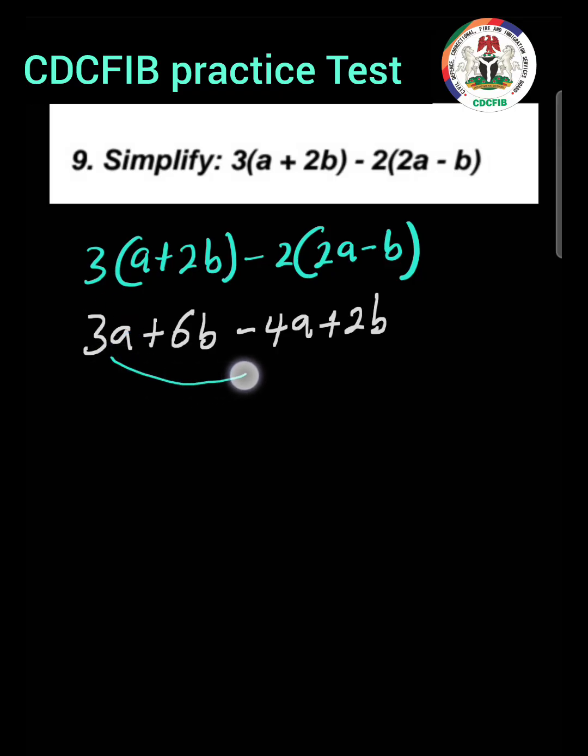The next thing we're going to do is to combine the like terms. Here we have 3a and this is negative 4a. So 3a minus 4a is going to give us negative 1a. Then 6b plus 2b is going to give us 8b.